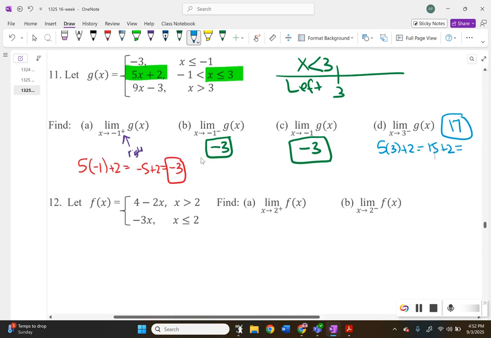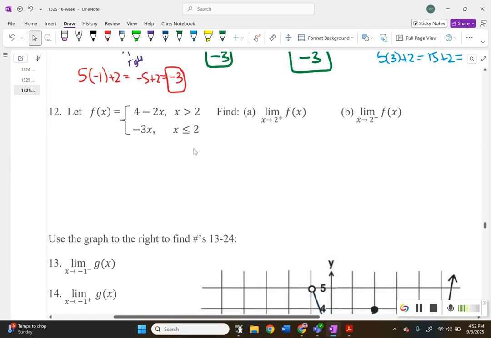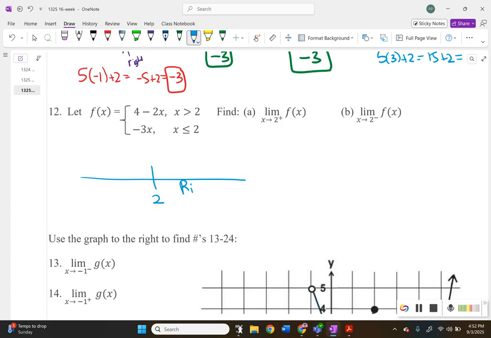Number 12, finding limits on another piecewise function here, says I want to find the limit as x approaches 2 from the right. So here is 2. Here's the right side of 2. Those are x values that are greater than 2. So if I look, that's on top. So I want to plug 2 into the top equation. If I do that, I'm going to have 4 minus 2 times 2, which is 4 minus 4, which is 0. That's my limit.